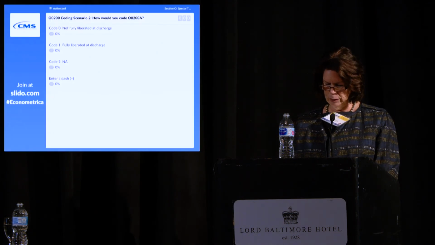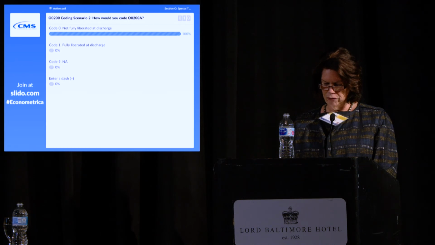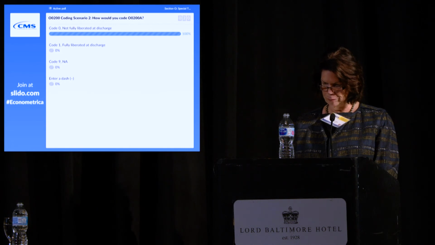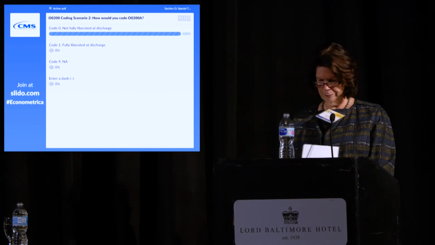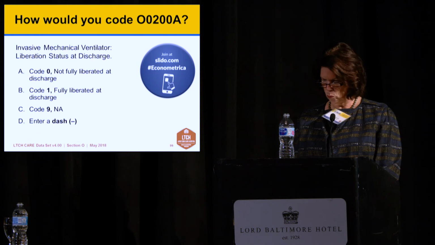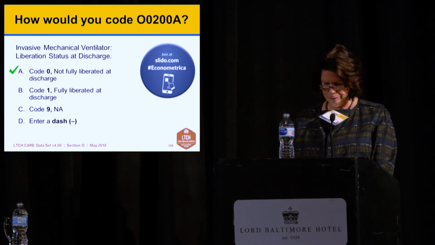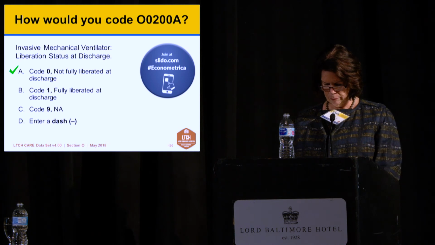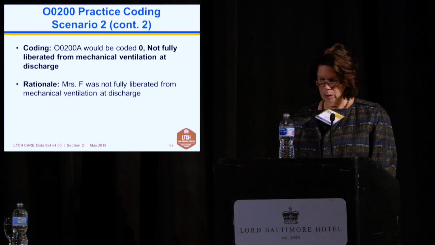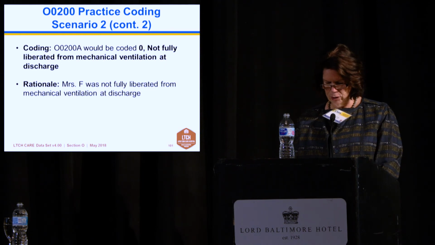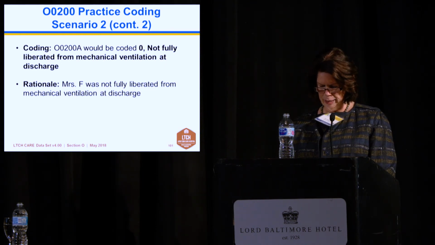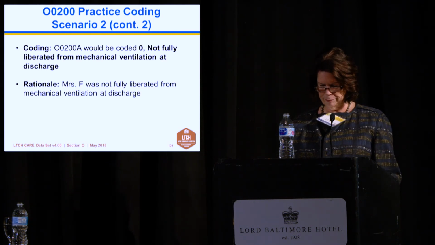A, code 0, not fully liberated at discharge. B, code 1, fully liberated at discharge. C, code 9, and A. D, enter a dash. And the correct answer is A, code 0, not fully liberated at discharge. In this scenario, the item is coded as no, as the patient was not fully liberated from mechanical ventilation at discharge to the acute care facility for treatment of her sepsis.